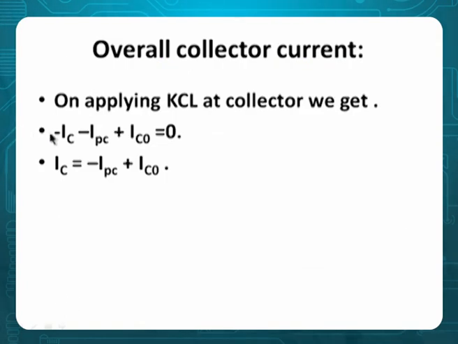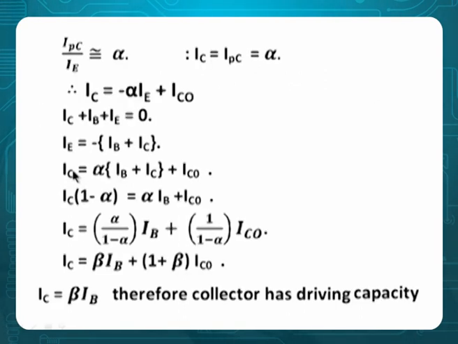What is overall current? Apply KCL at collector. IC entering, IPC entering plus ICO is equal to 0. IC is minus of IPC plus ICO. What is IPC? Collector current. There is one concept: IPC is approximately IC. Therefore, IC by IE is alpha. Now, what is IPC? Alpha times of IE. Look at here. IC is equal to minus alpha times of IE plus ICO.